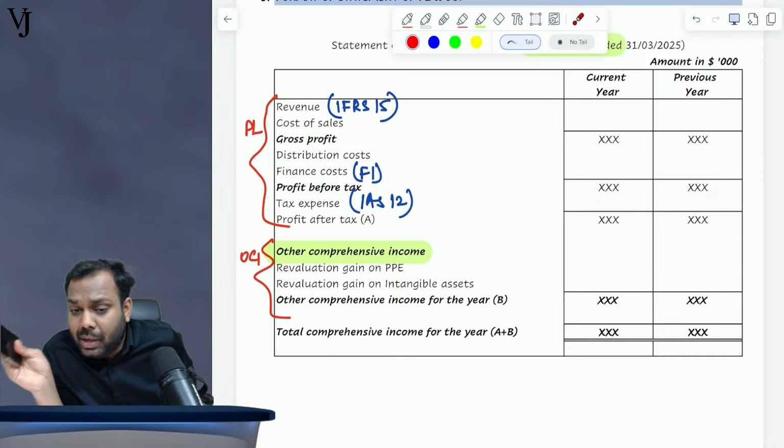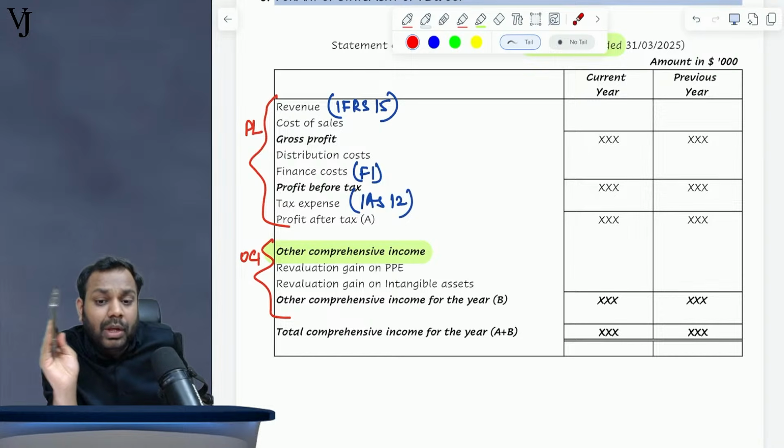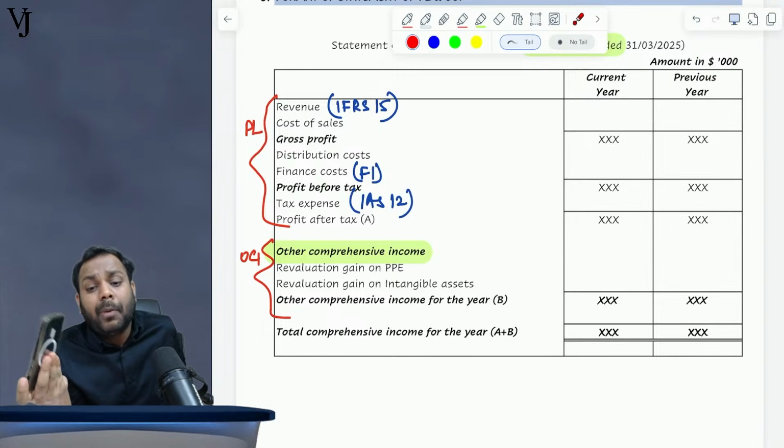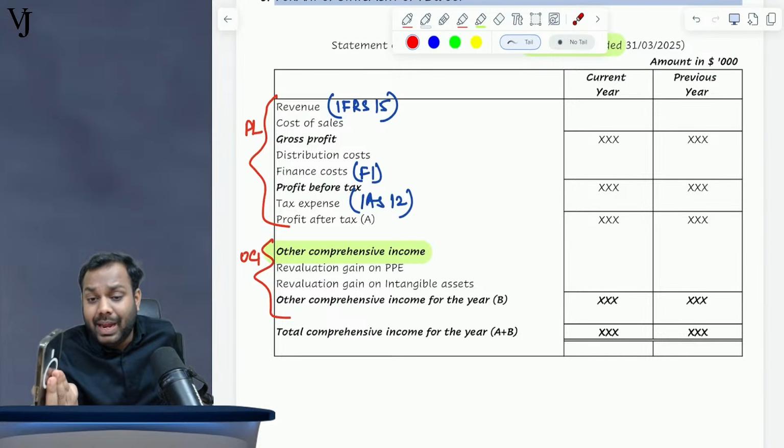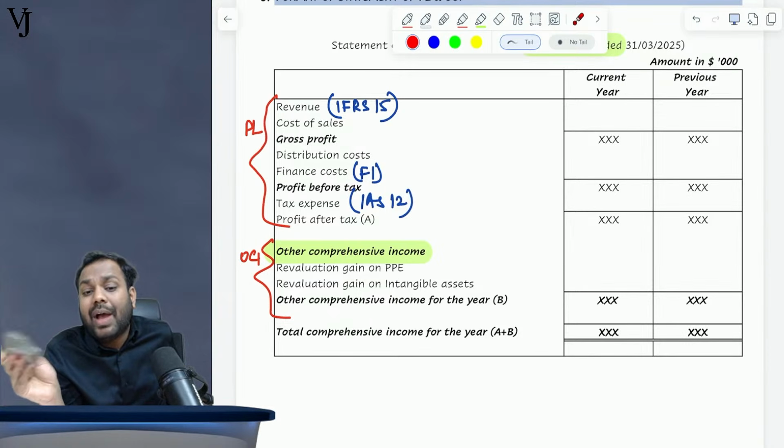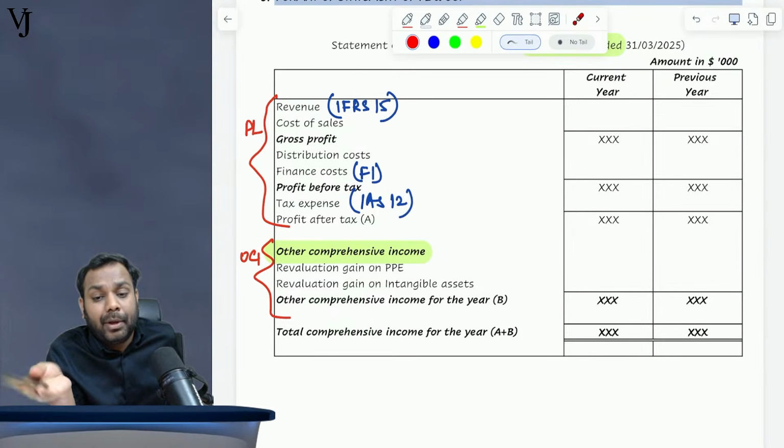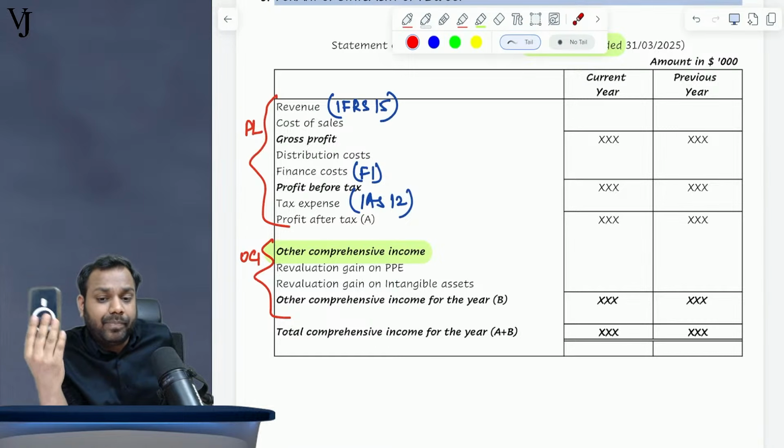Mobile phone account debit, to gain on mobile phone, right? Because I have not paid cash for this. It's a gain for me because the value of my asset is increasing.